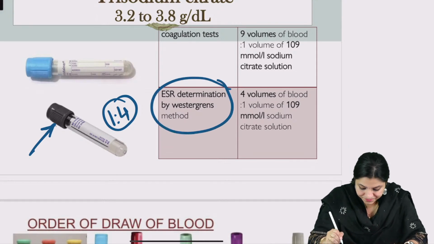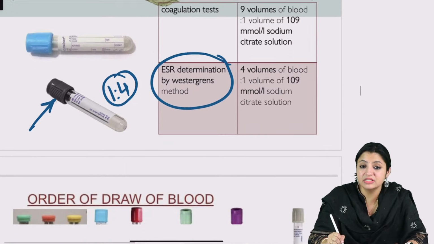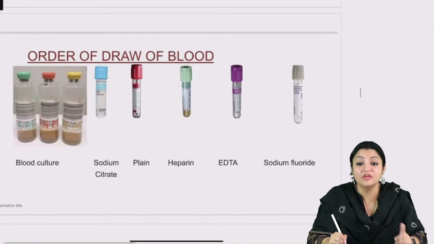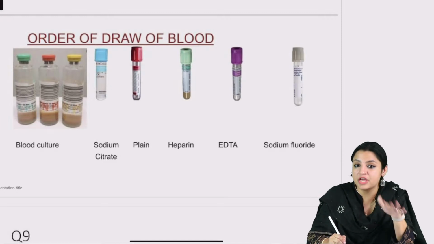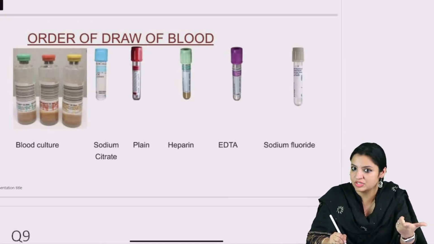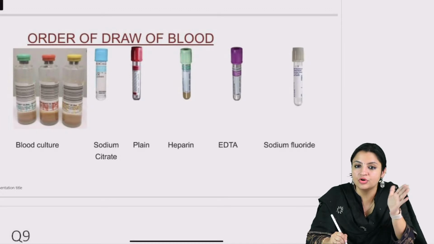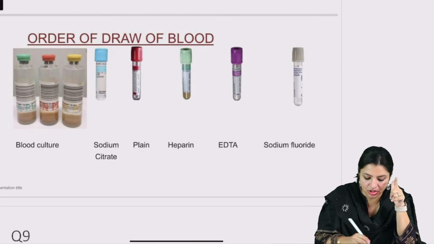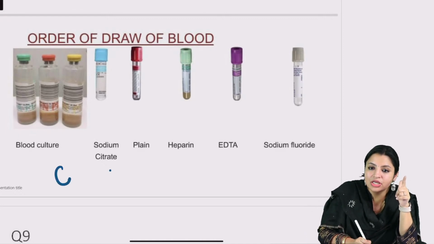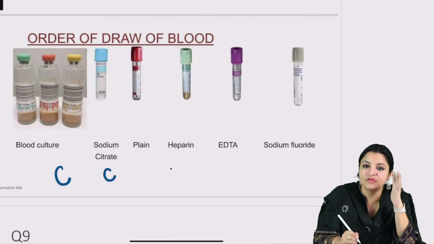Now, at this point itself, you should know the order of draw of blood, which I had posted on my Instagram just a few days back, and on my Facebook both. Order of draw of blood is one thing which all of you should remember. It's very easy to remember. First bottle should always be culture, then coagulation and serum. Always remember like that.